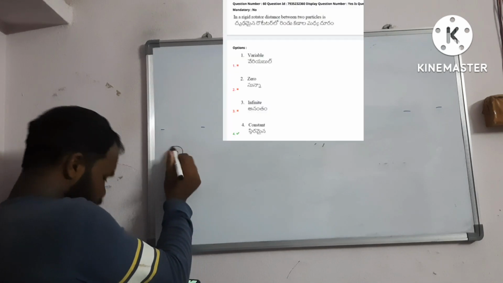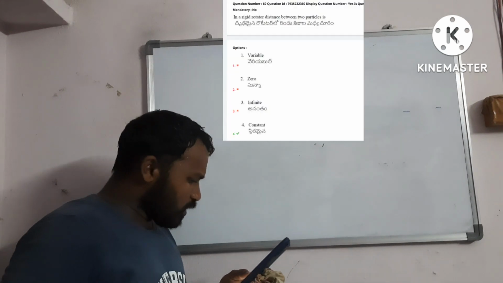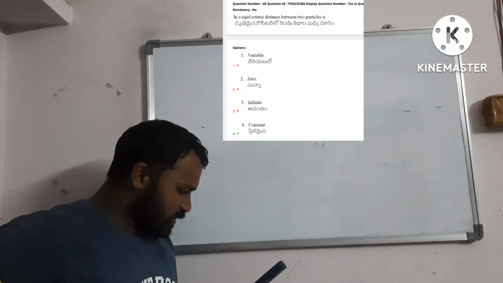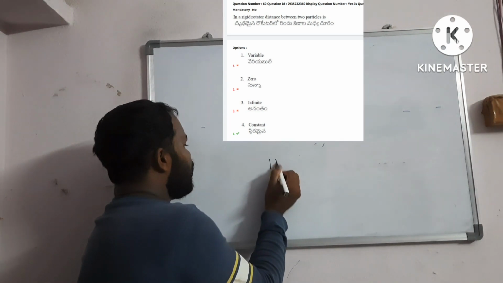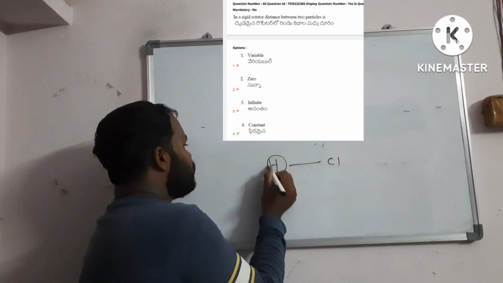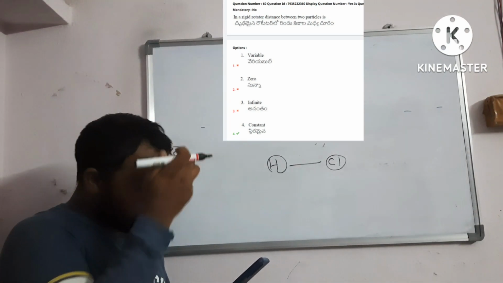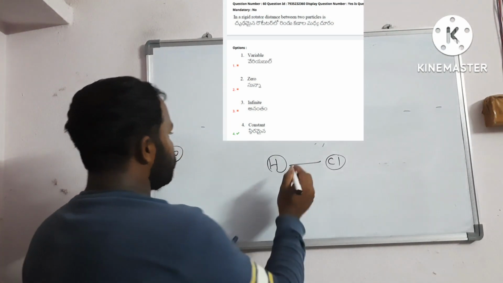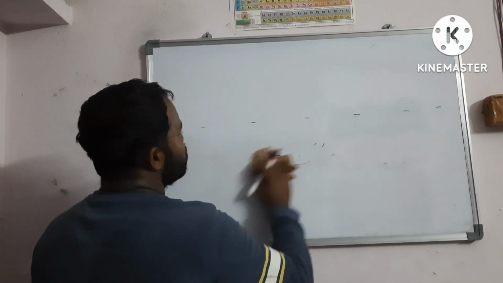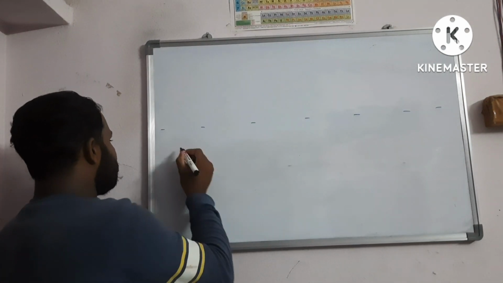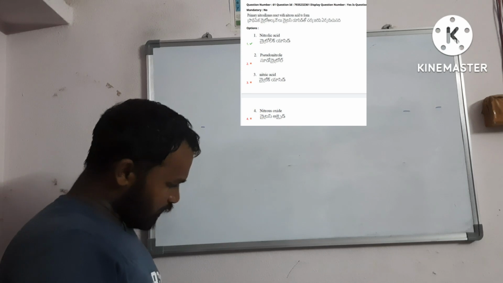What is that? In a rigid rotor, the distance between the two particles is constant. This is one particle hydrogen, this is one particle chloride. The rigid rotor, the distance between the two particles is constant. Next question number 61. What is that?